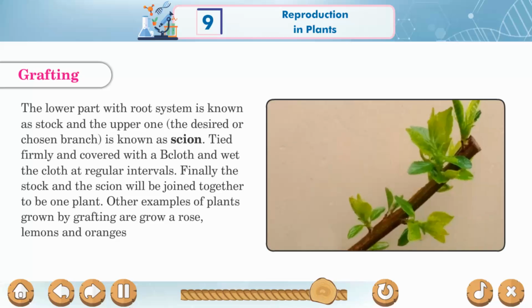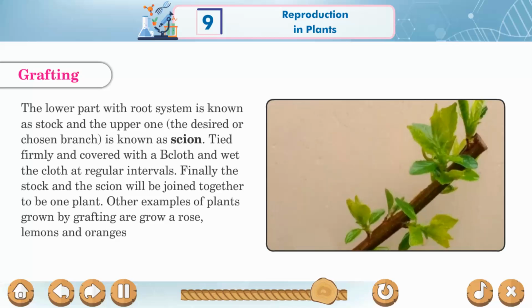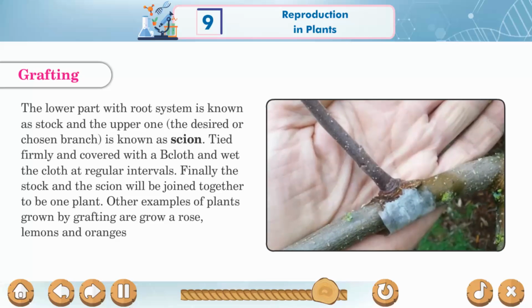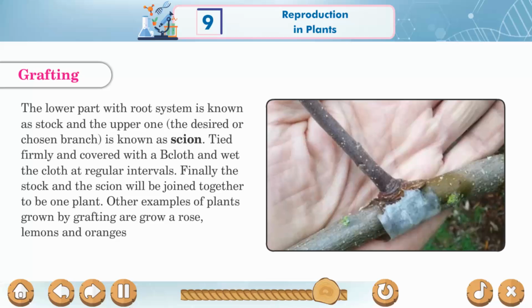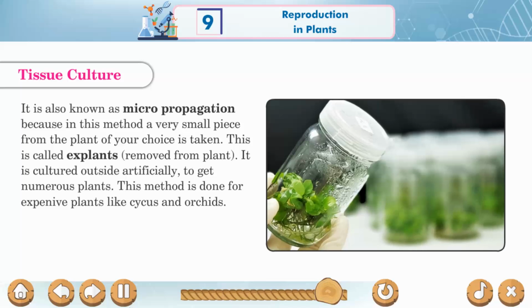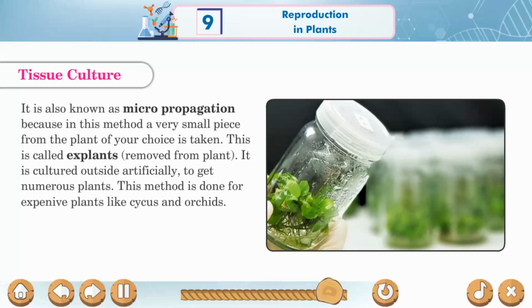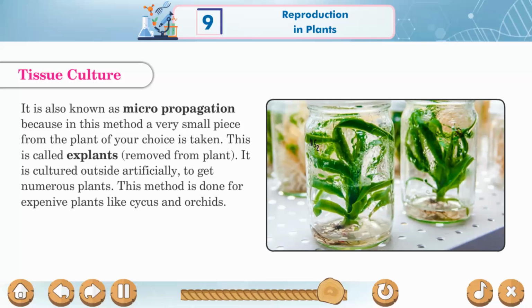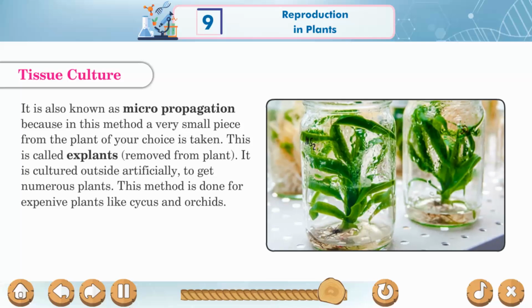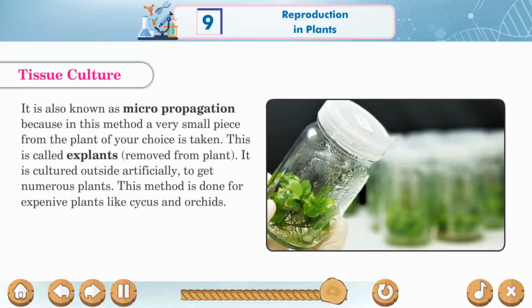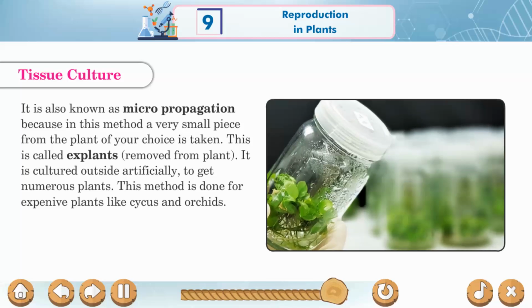Finally, the stalk and the scion will be joined together to be one plant. Other examples of plants grown by grafting are rose, lemons and oranges. Tissue culture is also known as micropropagation because in this method a very small piece from the plant of your choice is taken. This is called explant. Removed from the plant, it is cultured outside artificially to get numerous plants. This method is done for expensive plants like cycas and orchids.